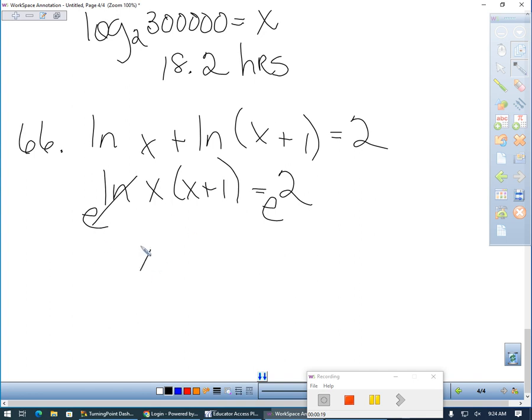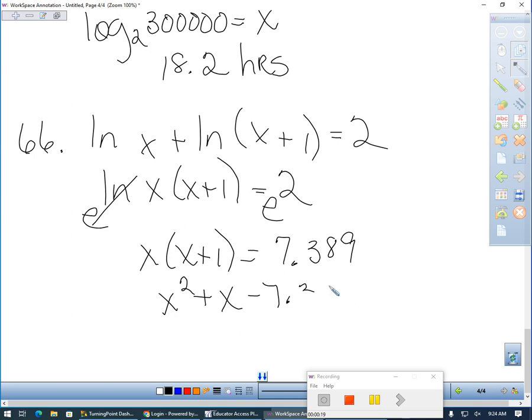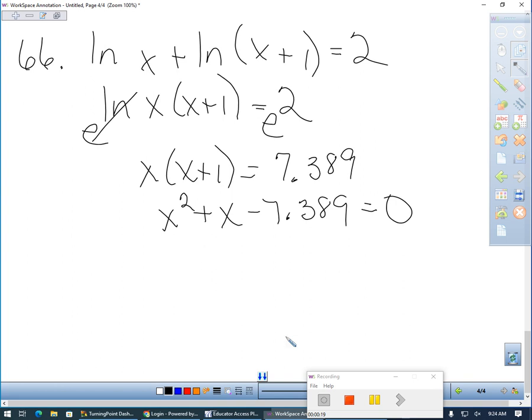So on this side, I have x times x plus 1 equals, I go to my calculator, type in e to the second power, and I get 7.389. All right, so if I go ahead and distribute my x, I get x squared plus x. I can subtract that to the other side, so minus 7.389 equals 0. Now there's lots of ways in order to solve this one. Now I personally would probably graph it and see where it crosses the x-axis and find it that way.